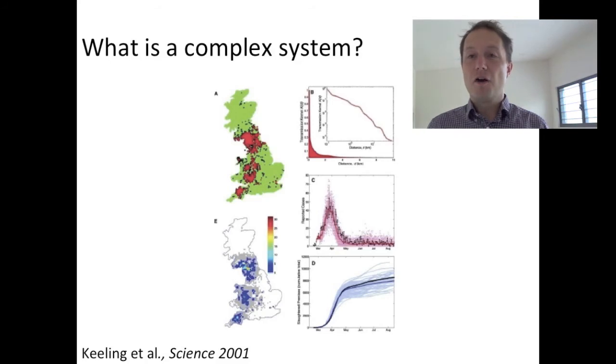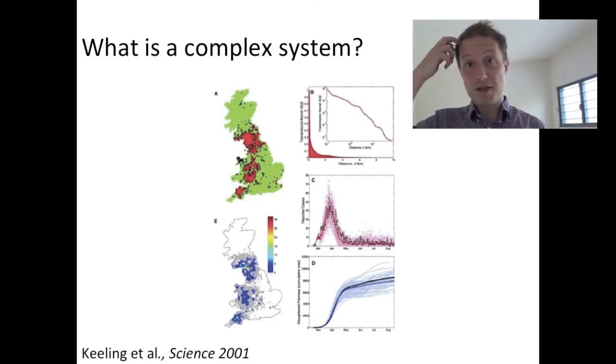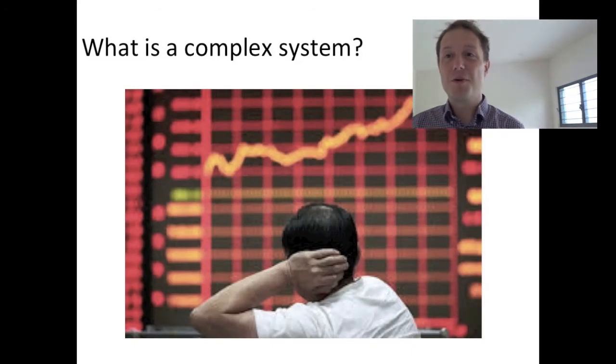You can think of a lot of the spread of biological processes as complex systems as well. This is an example from the modelling of the spread of foot and mouth disease in Britain about 10 or so years ago. And there you see the spread of disease moving out from some central points. And we can also, as shown here, start to build mathematical models to understand the spread of this disease. Another example of a complex system is the stock market.